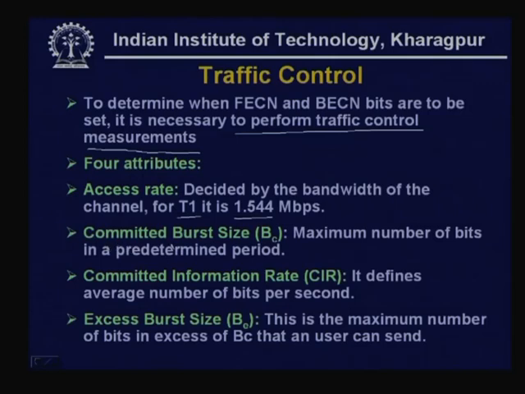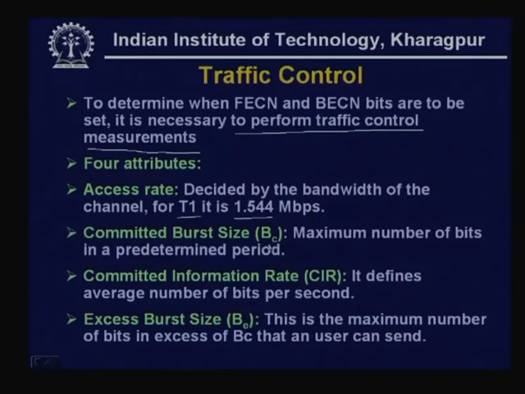Second parameter is committed burst size, Bc, the maximum number of bits in a predetermined period. It does not say that you have to send at this rate. It may be, for example, in 5 milliseconds or maybe 5 seconds, how many bytes can be introduced by a particular source node. That is specified by this committed burst size. Within this duration, it can be introduced in the form of bytes, in the form of bursts. And as long as the total size does not exceed this committed burst size, it is guaranteed that the packets will be delivered without error.